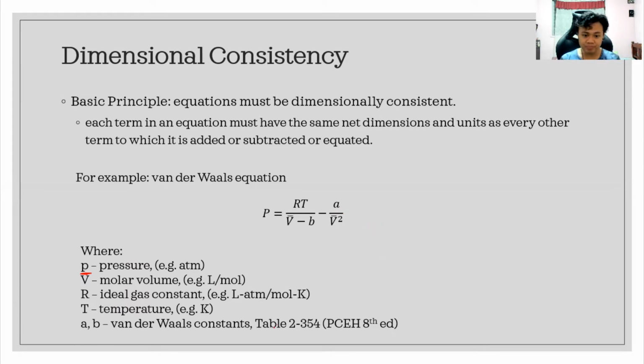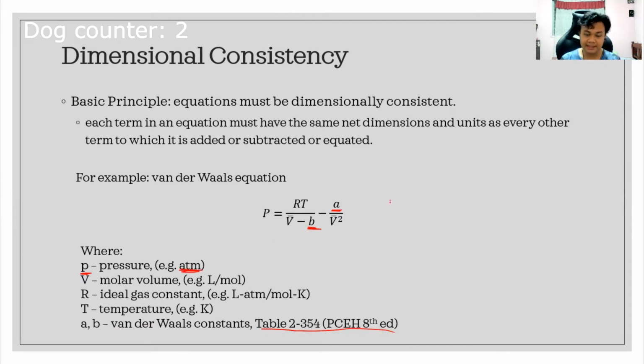As additional information, the values of the a and b constants are found in our table. The question here is: what must be the units of a and the units of b for us to have a unit of, for example, atm in our pressure?